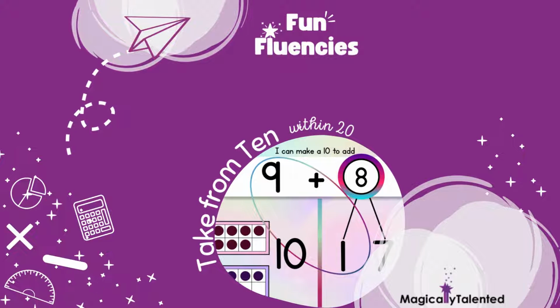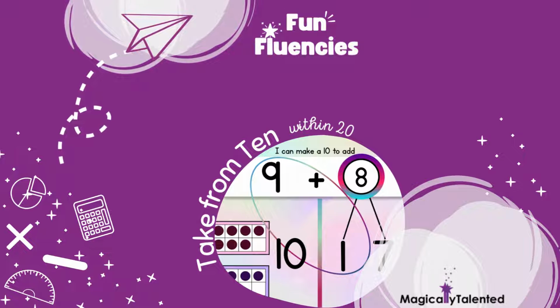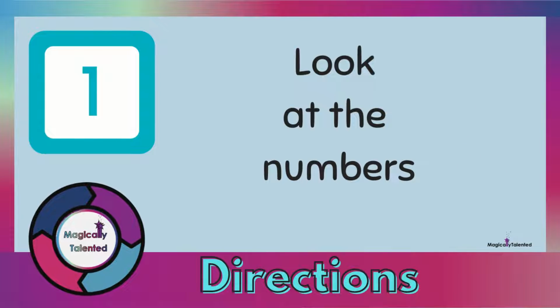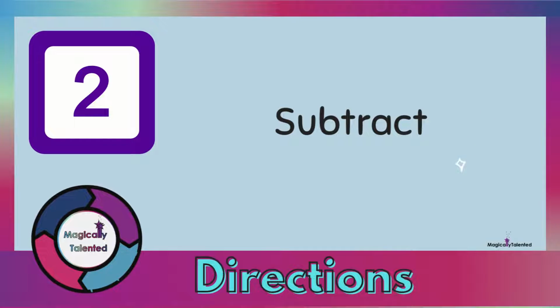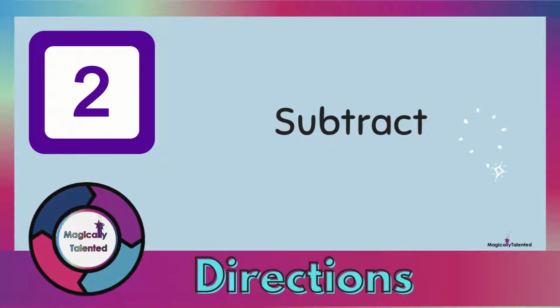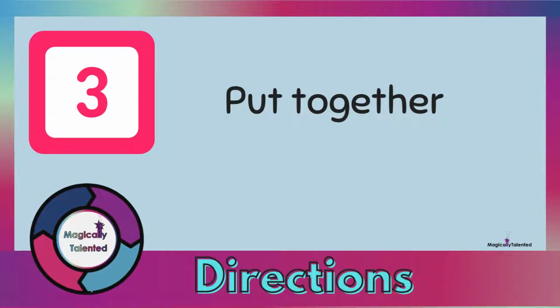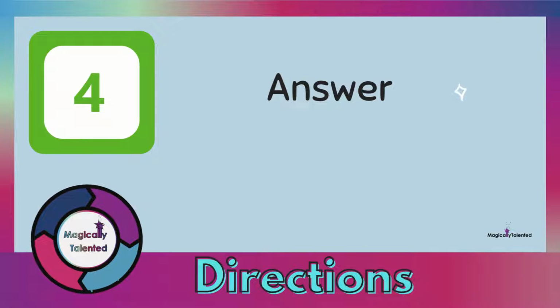In this episode, we will practice the take from 10 strategy using teen numbers up to 20. We can use the take from 10 strategy in 4 easy steps. First, look at the numbers of the subtraction problem. Second, subtract by taking from or subtracting from 10. Third, we will put together or add the numbers we have left. Fourth, our final step is to answer the original subtraction problem.